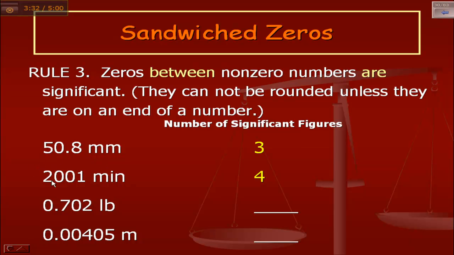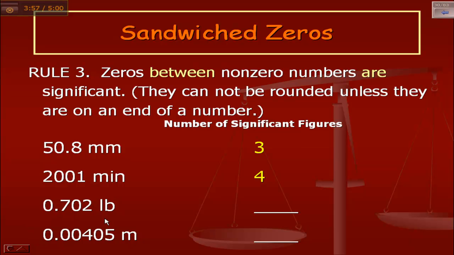The second one, 2001 minutes. It would not be 2001 without the 2 zeros. So those zeros are significant. So we have a total of 4 significant figures. Now in this example, we have 1 sandwich 0. But this 0 here is a leading 0, so it would not be significant. So this number would have 3 significant figures.